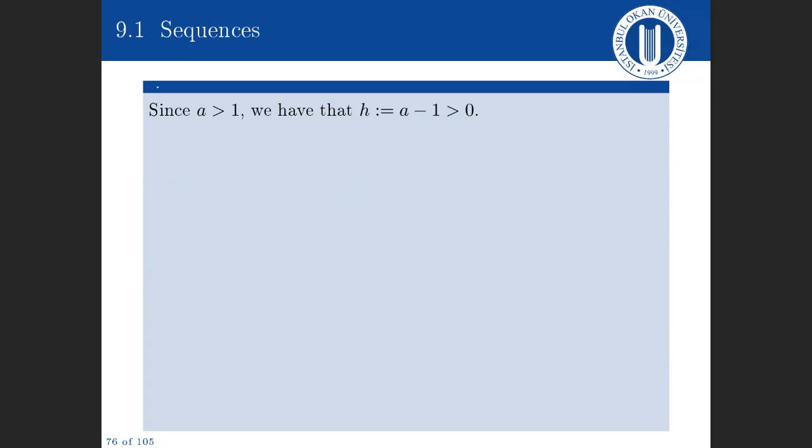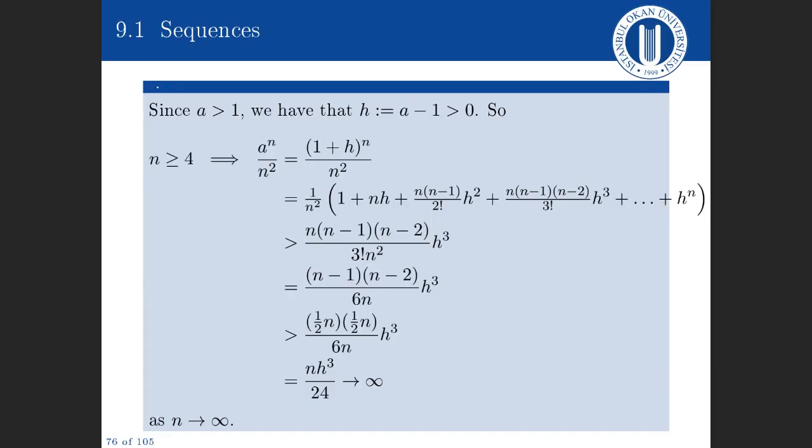First, since a is greater than 1, h equal to a minus 1 must be positive. Calculation looks like this. If n is bigger than 4, a to the power n over n squared. Remember I said I'm just going to do this for p equal to 2. So I'm just doing it with n squared on the bottom. That's 1 plus h to the power n over n squared. Multiply out 1 plus h to the power n, we get this thing. And I'm only interested in one of these terms. I'm only interested in the third term. So forget about everything else.